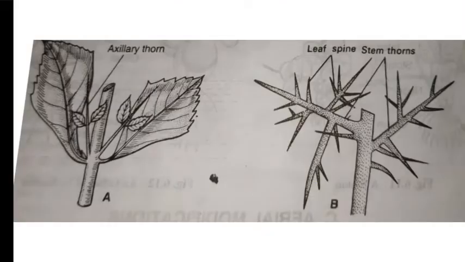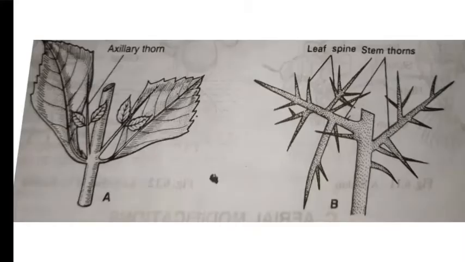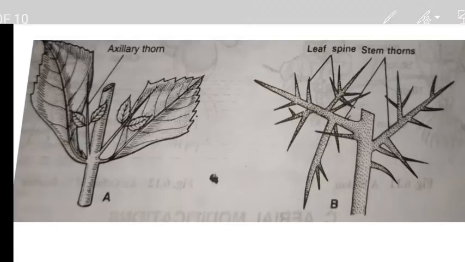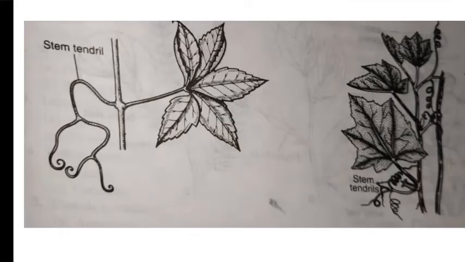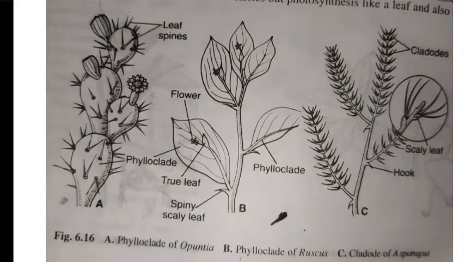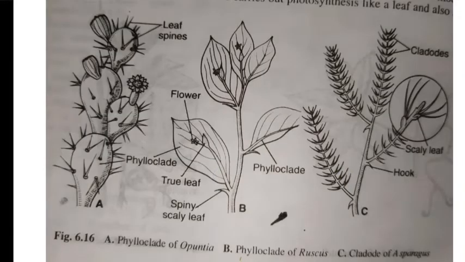Now this is the case of aerial modification. In this case you will see that the stem is modified into thorn to store water and to prevent the loss of water in the form of transpiration. Here the tendrils are formed, and they are responsible for the climbing of such types of stem which are unable to stand erect on land.